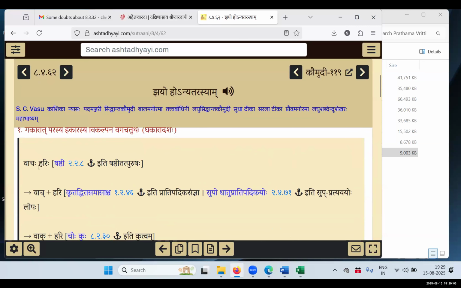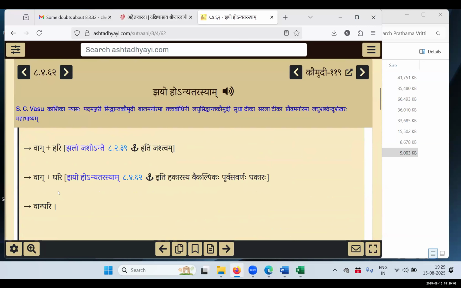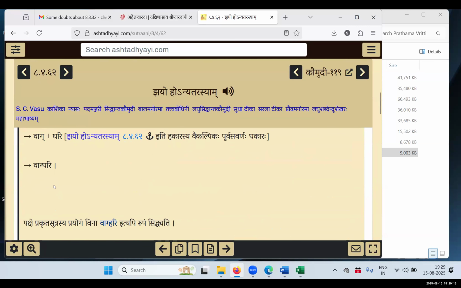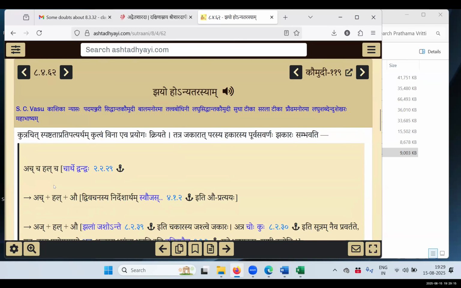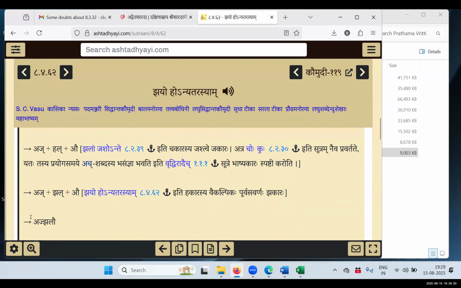Watch. Vachaha Harihi will become Vachharihi, Vakharihi, Vagharihi. Similarly, he put for Jakara. So see Ach and Hal. I gave Achhina. He is giving Ach and Hal. Ach plus Hal will become what? Ach Hal, Ajhal, then Ajhalau. You will find it in the Pani Sutra, Ajhalau. So you should know how to split it. It will become Ach and Hal.